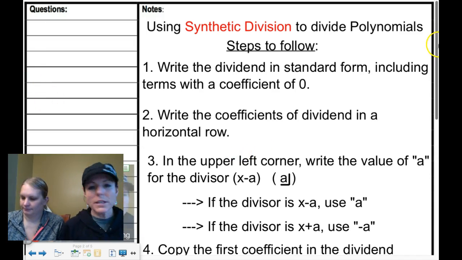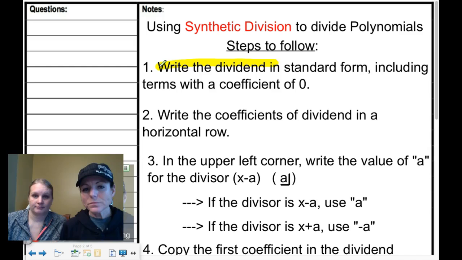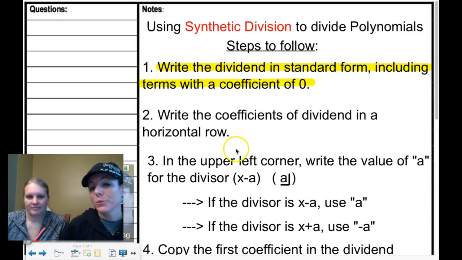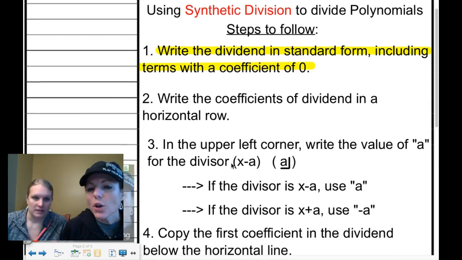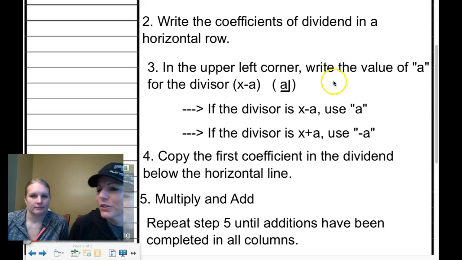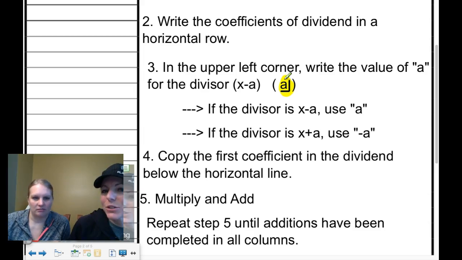So all I'm going to focus on here before we go on to an example is step number 1. We're going to write the dividend in standard form, including terms with a coefficient of 0. Just like last time, if a term is missing, then we have to put 0 as its coefficient. Instead of reading through these now, I'm going to read through these steps as we go through the example. It'll make way more sense. The only other thing I want to quickly emphasize is that instead of a regular division sign, we use kind of an upside down division sign, and that's where the divisor goes.